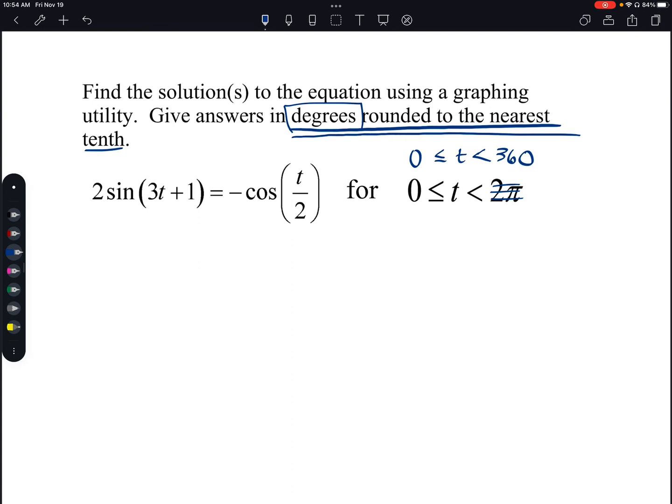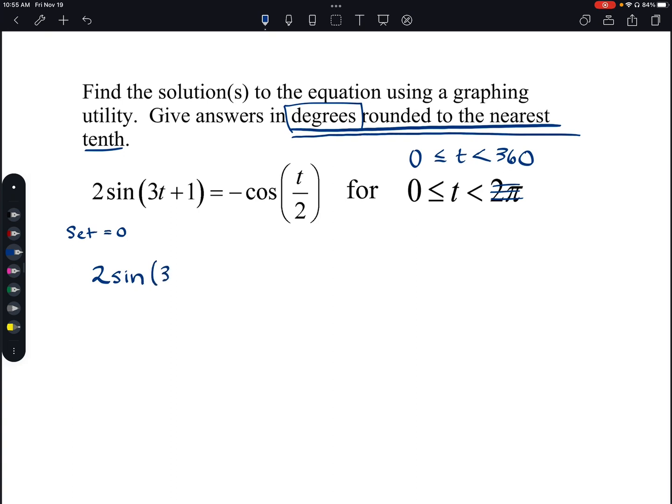So let's take a second here and look at our equation. 2 times the sine of 3t plus 1 equals a negative cosine of t over 2. When I take this, I'm going to type it in the graphing calculator. You can do it different ways, but I'm going to set it equal to 0 so I can just count my x-intercepts. I'm going to change it to x's just so I'm typing in the same thing that I see on my paper. So instead of t, I'm going to do x.